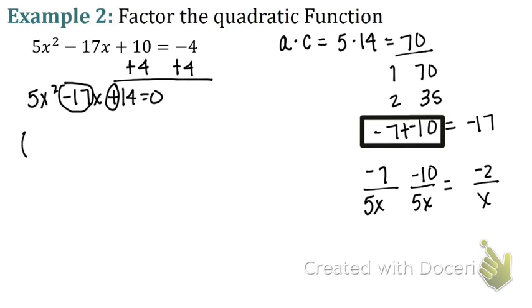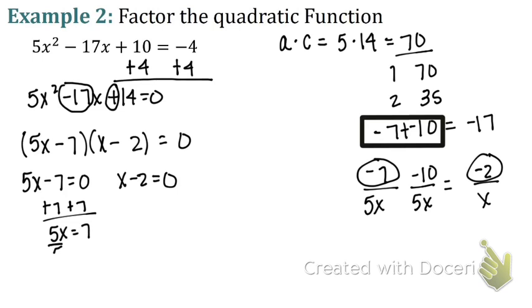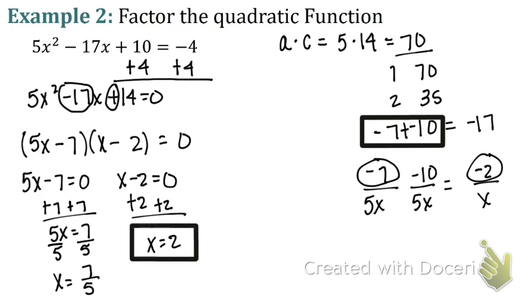Filling in my parentheses, bottoms up, 5x and x, 7 and 2. Both the 7 and the 2 were negative, therefore minus signs go in front of them. I'm going to set each one equal to 0. I'm going to add 7 to both sides, so I get 5x equals 7. Dividing by 5, I'm going to get x equals 7/5. Then I'm going to add 2 to both sides, so x equals 2. And there are my 2 solutions to our quadratic function.